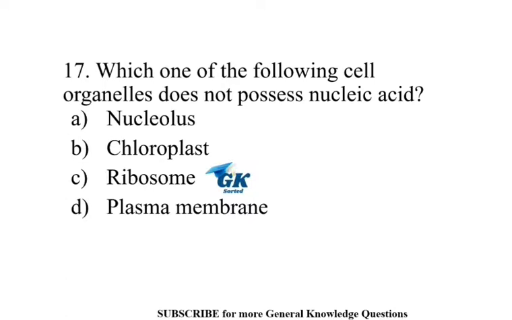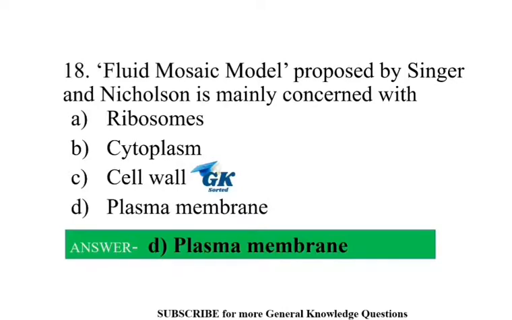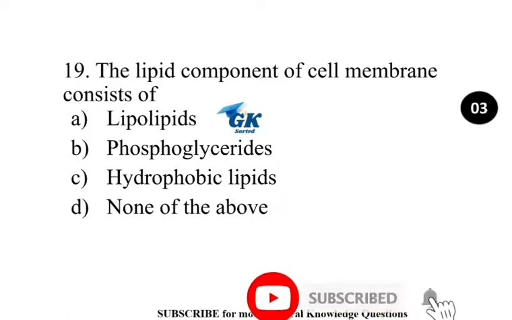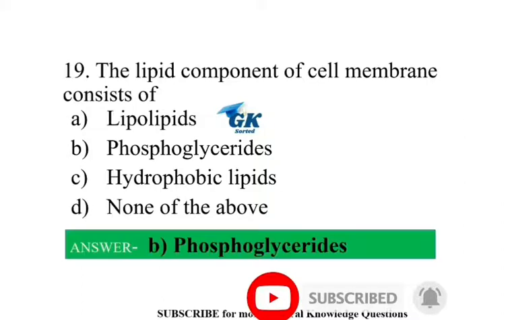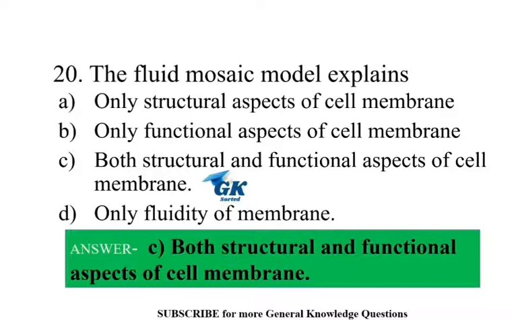Which one of the following cell organelles does not possess nucleic acid? Plasma membrane. Fluid mosaic model proposed by Singer and Nicholson is mainly concerned with plasma membrane. The lipid component of cell membrane consists of phosphoglycerides. The fluid mosaic model explains both structural and functional aspects of cell membrane.